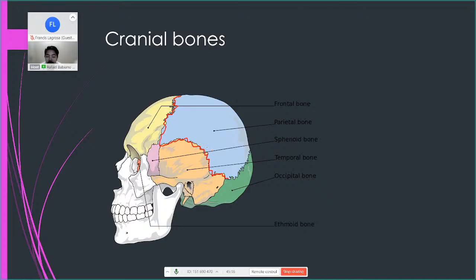So these are immovable. Of course, you cannot move your joints here in your head because the brain is inside. If the bones here were moving, it would be dangerous because you can injure the brain. So they have to be solid. They must not move. Now, all of them are connected by sutures except for your mandible. This is your mandible, your jaw, right here. The joint of the mandible is not a suture because you can move it.